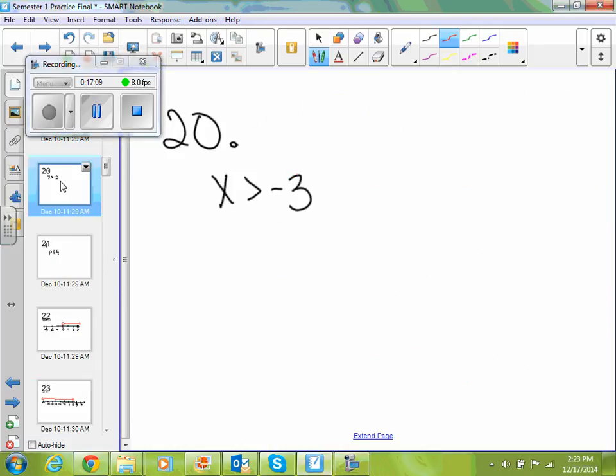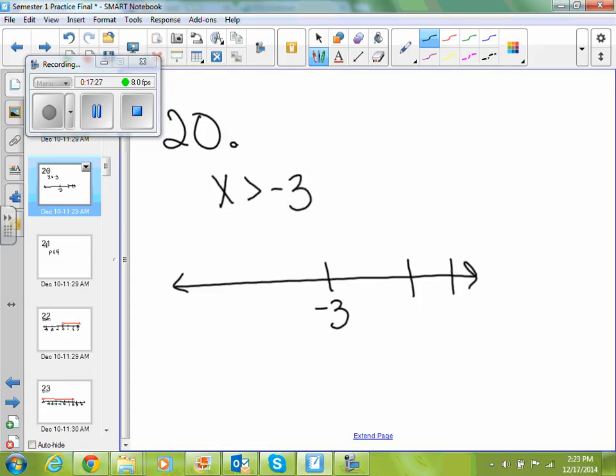Alright, so if we look at number 20, we're going to start graphing our inequalities. We're going to graph on a number line, and it's going to be very specific. I want you to put the number you're graphing, which in this case is -3, in the middle of your number line. I then want you to put two numbers on each side of it. So -2, -1. Very good. So your number should be in the middle, and you should have two numbers on each side of it.